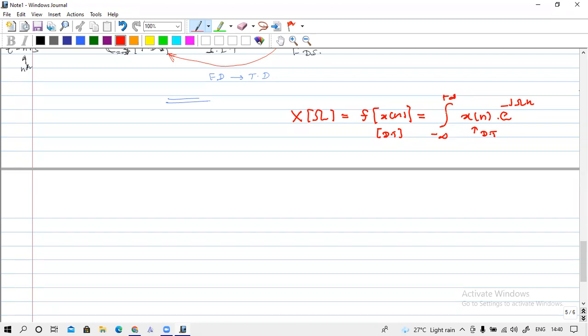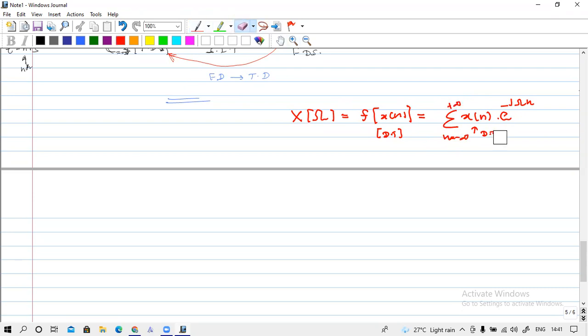Should we do the integration? No, we no need to do the integration. We already seen these things. We can get a simple summation of that point. So no need to get the integration here. You can get simply a summation here. The summation should be n from minus infinity to plus infinity.